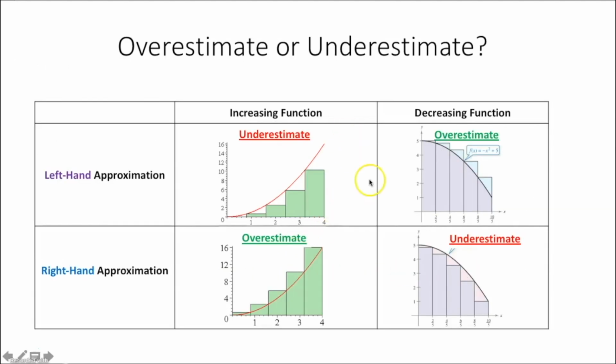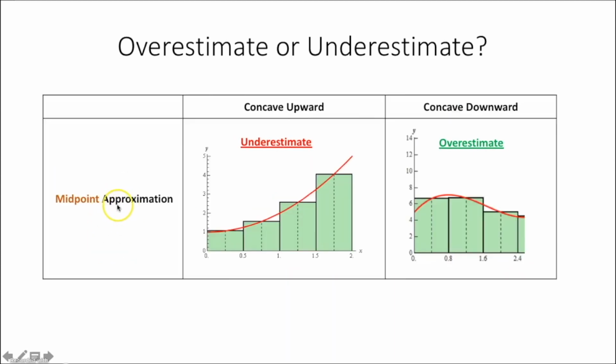To determine whether it's an over or underestimate, you just need to memorize this. If it's an increasing function, a left-hand approximation will give you an underestimate. A right-hand approximation will give you an overestimate. If the function is decreasing, a left-hand approximation will give you an overestimate, while a right-hand approximation will give you an underestimate. Lastly, the midpoint approximation is not based on increasing or decreasing functions.